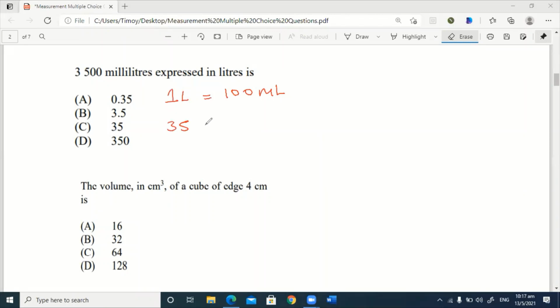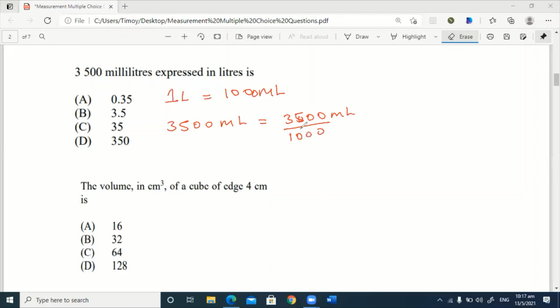3,500 milliliter is equal to how many liter? That's going to equal 3,500 milliliter divided by 1,000.